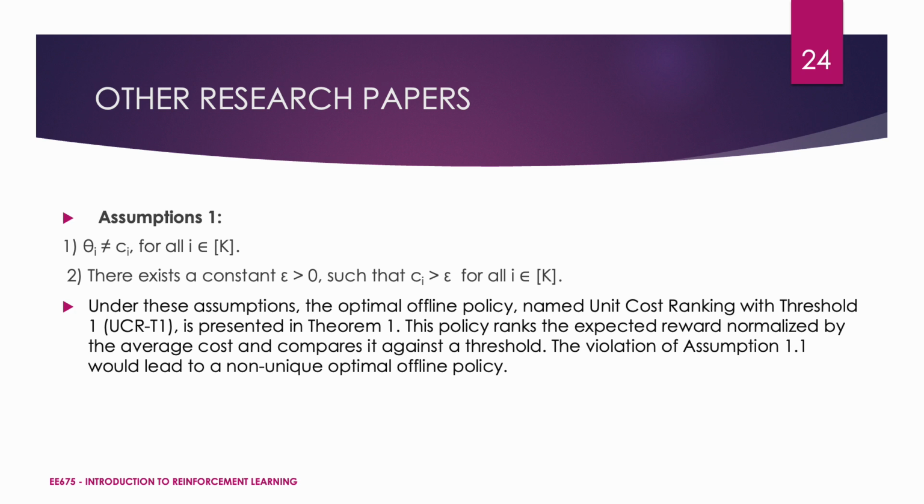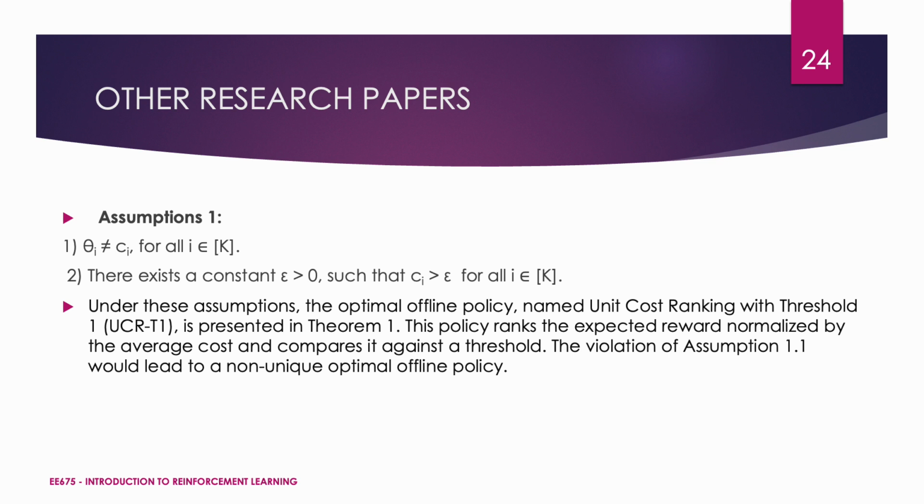A few assumptions have been made in this paper regarding the CACB framework. Let's discuss each of them. The first assumption states that the true reward distribution parameter theta I for each arm I is not equal to its associated cost, which is Ci. In other words, there is a distinction between the reward characteristics and cost characteristics of each arm.